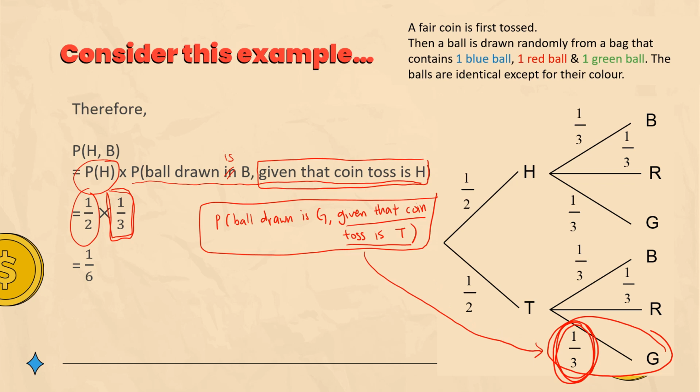Alright, so therefore, to conclude this entire video, the probability of heads blue is actually 1/6, and that is achieved by multiplying along the branches for the outcome that we want.